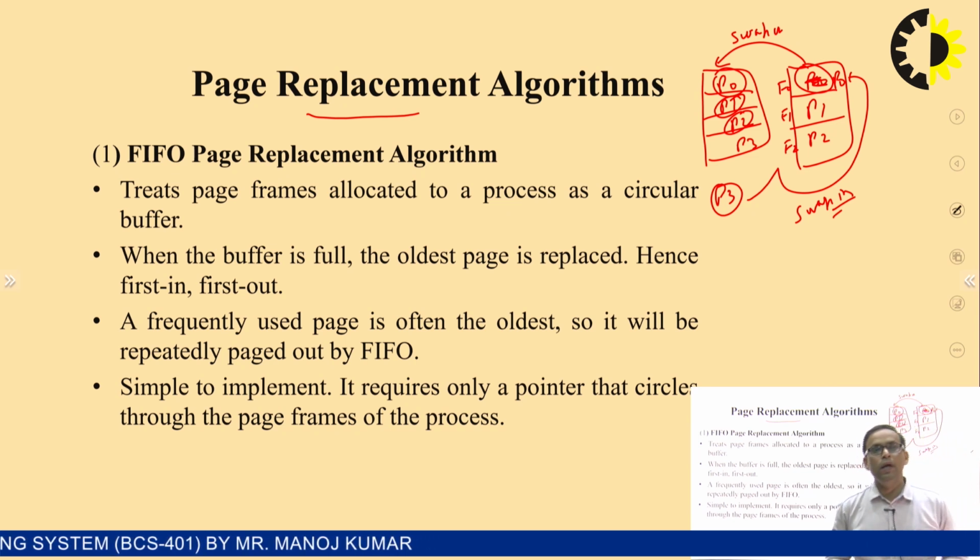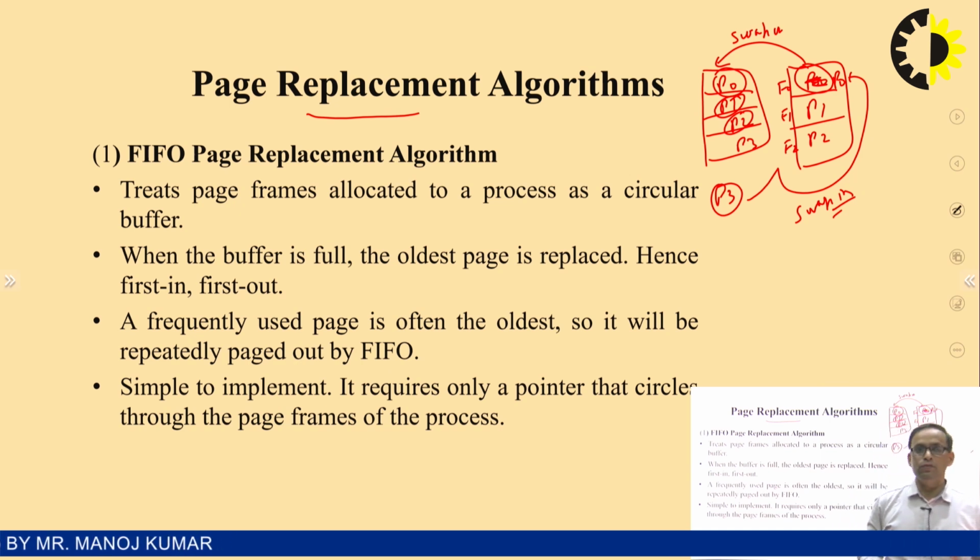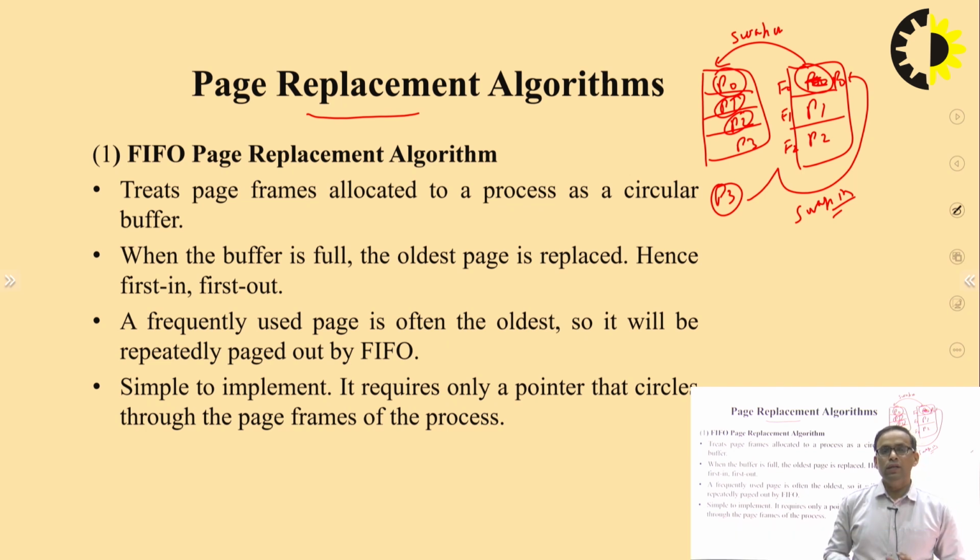So in simple words, page replacement algorithms are used to decide which page from the main memory will be swapped out to bring the new page into main memory when there are no free frames available. So this decision is carried out with the help of a page replacement algorithm. Generally there are 3 page replacement algorithms.